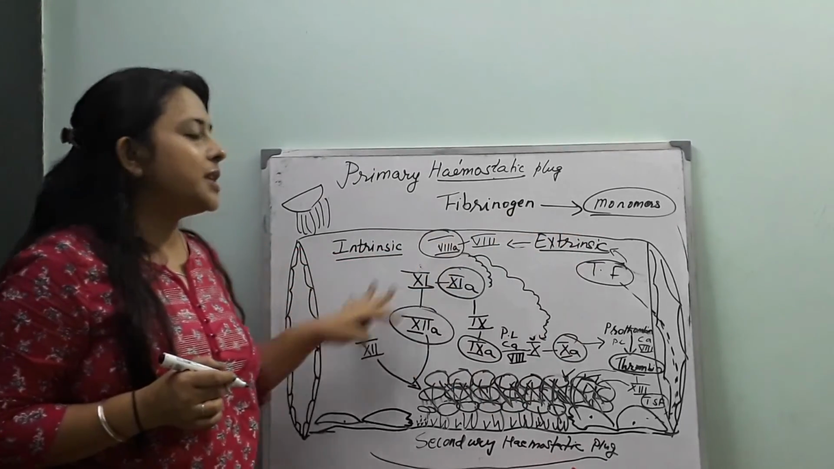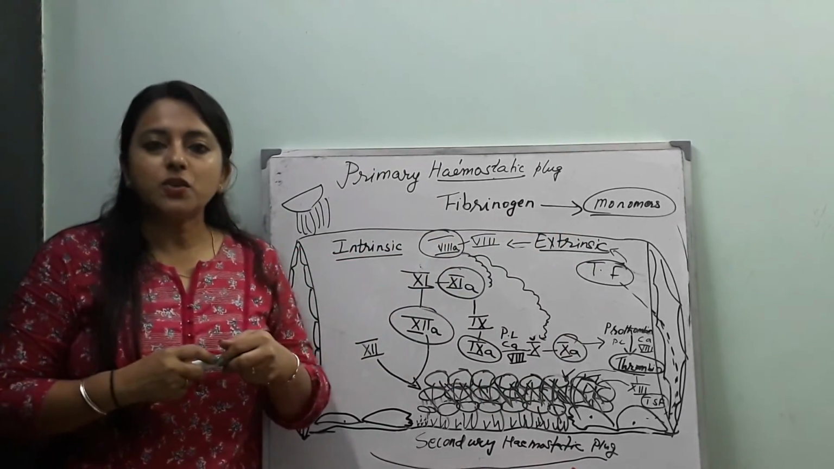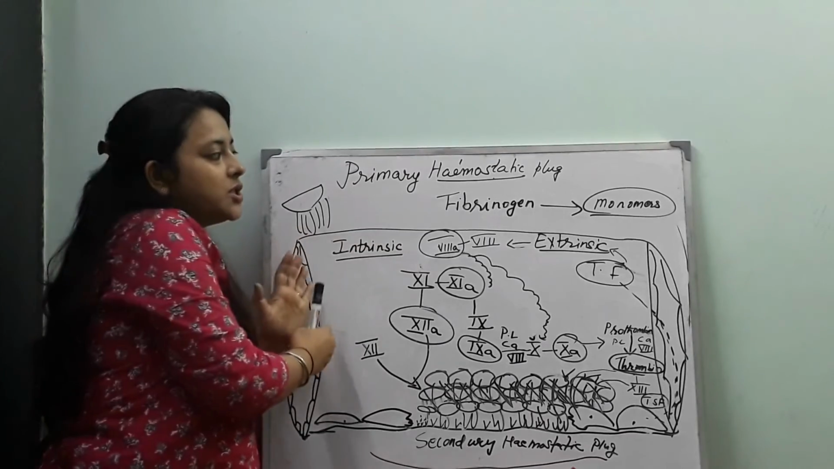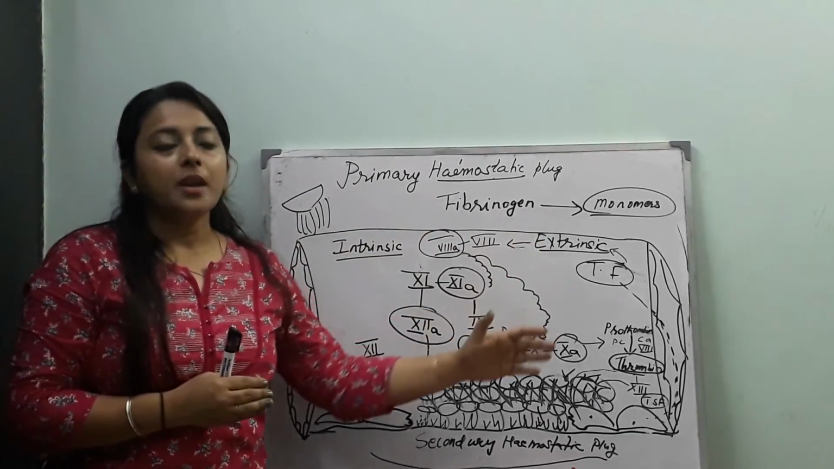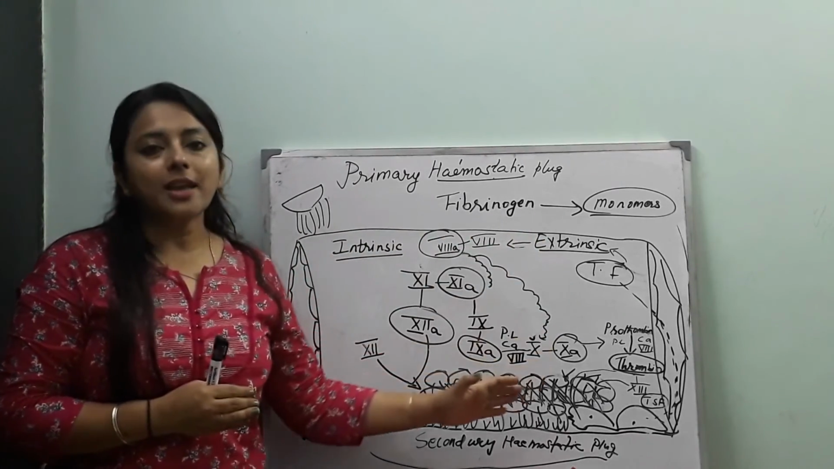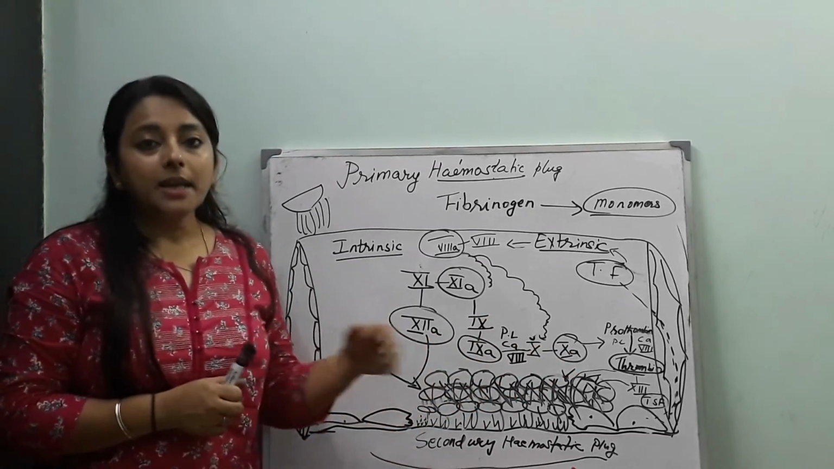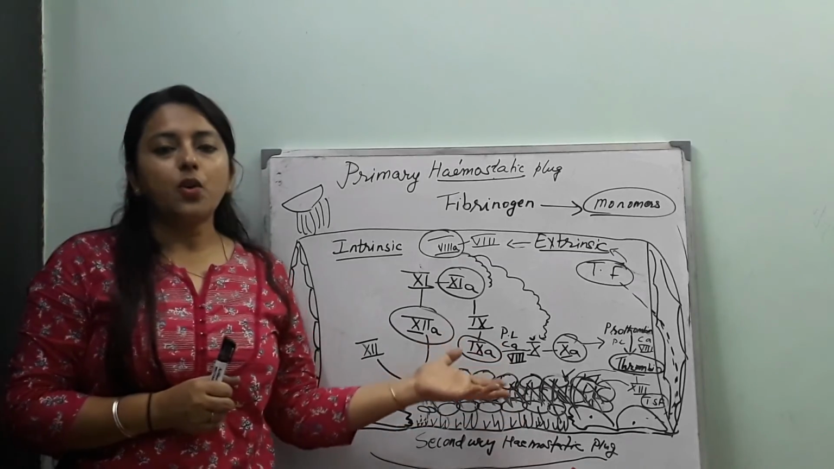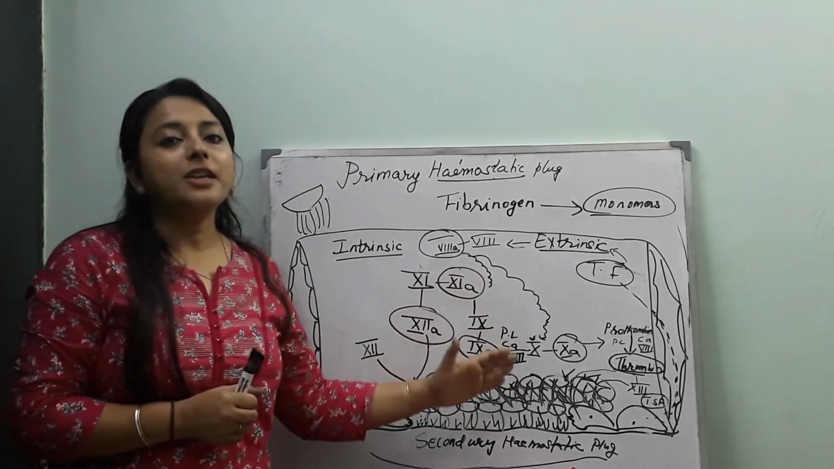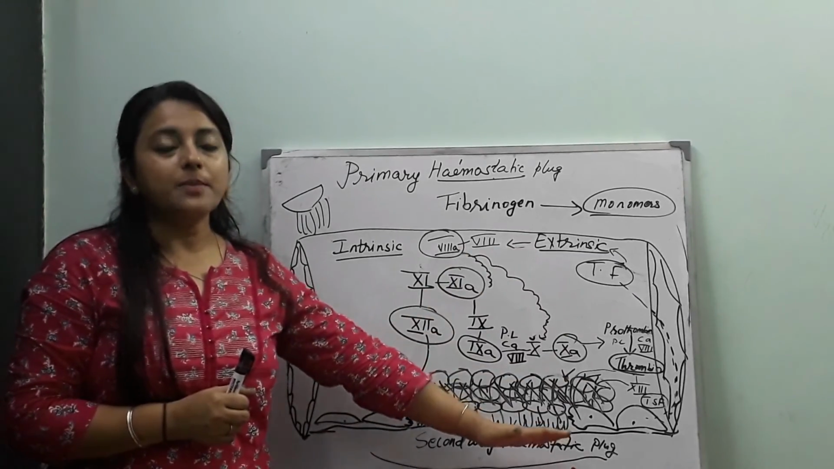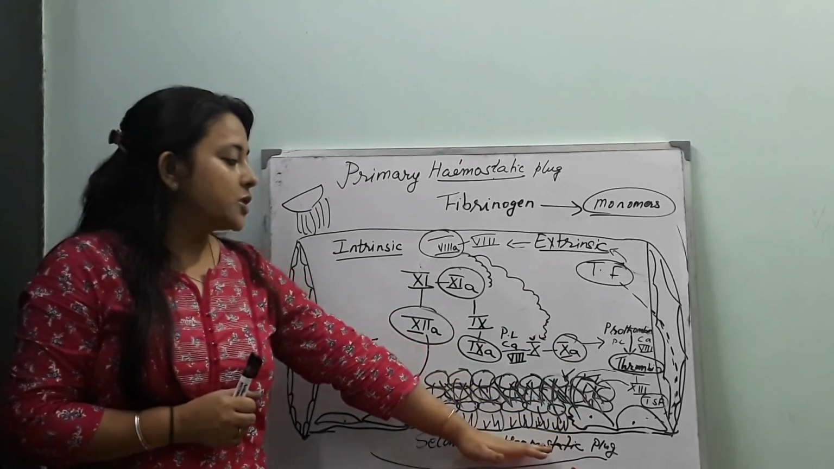In this way, the extrinsic pathway performs its role, and in this way, the extrinsic and intrinsic pathways help in the formation of the secondary hemostatic plug. This secondary hemostatic plug inside the vascular system is called a thrombus, and when it is formed outside the vascular system, outside the vascular tissue, it is called a clot.